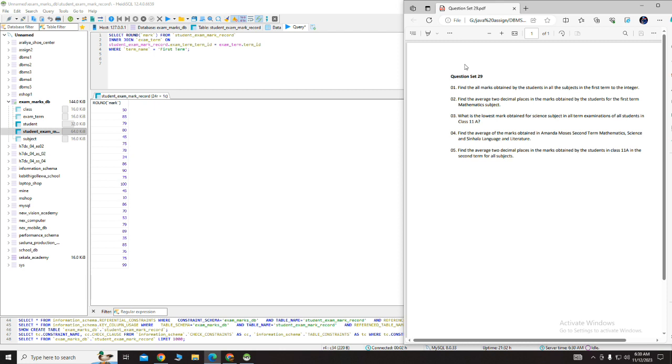And so we have inner joined the student exam mark record table with the exam term table, and finally provided the condition that term name should be first term. After executing this we get the following results.